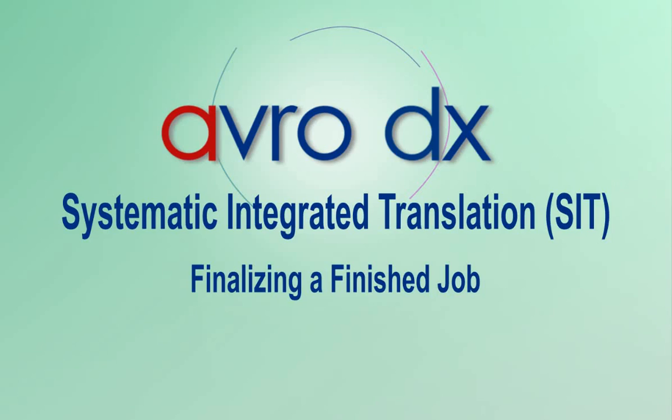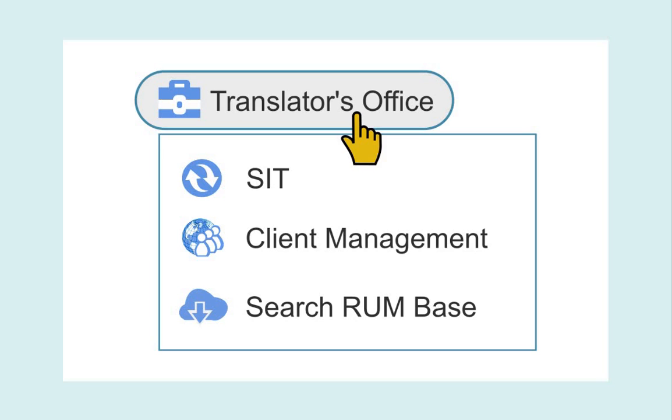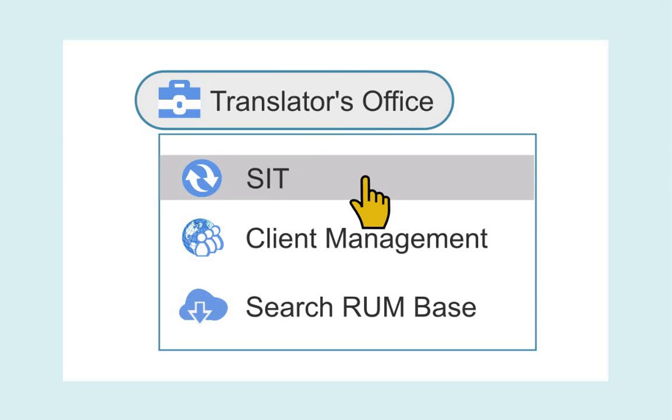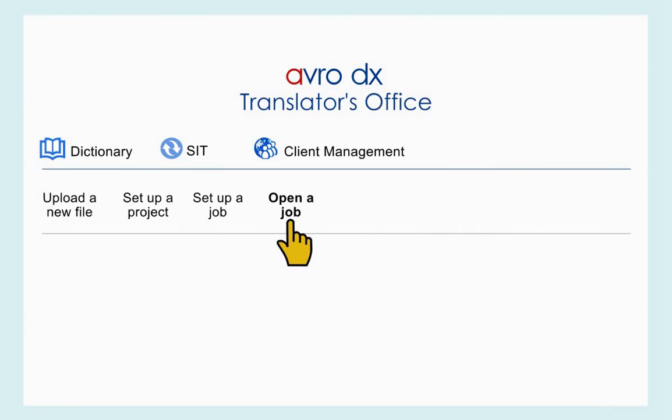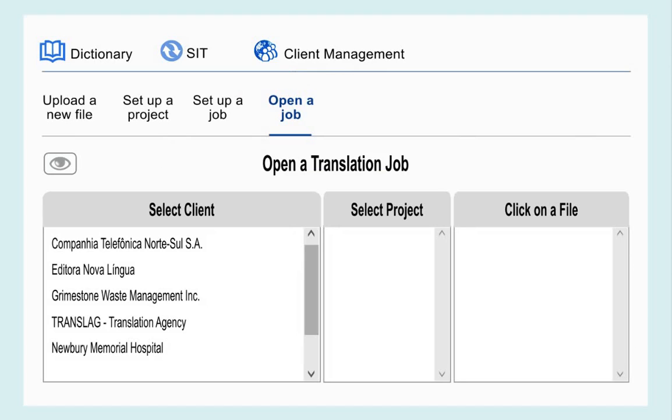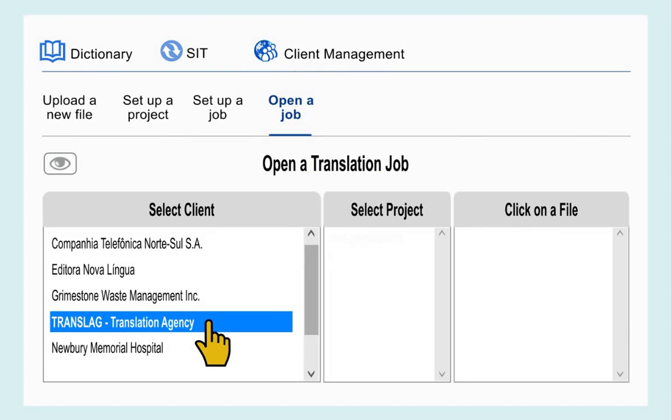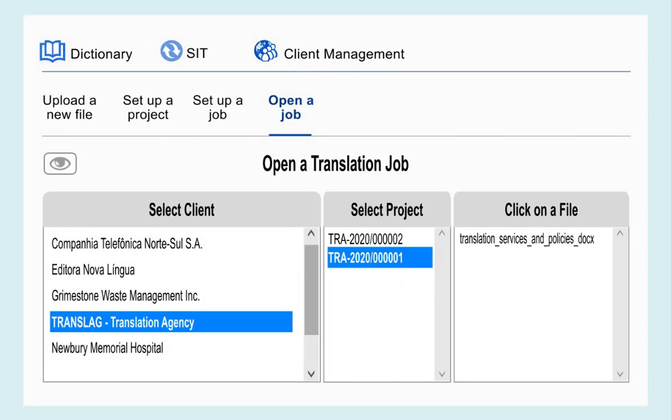As usual, we'll start by clicking on Translator's Office, then Sit, and then Open a Job. The client will be Translag, Translation Agency. The project will be TRA 2020-1, and the job will be Translation Services and Policies Docs.